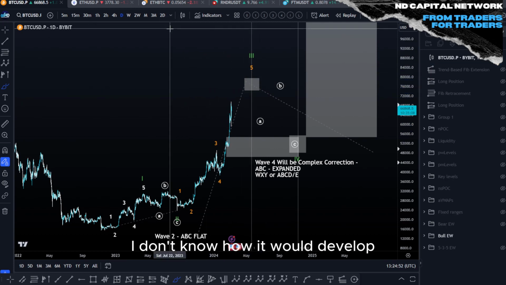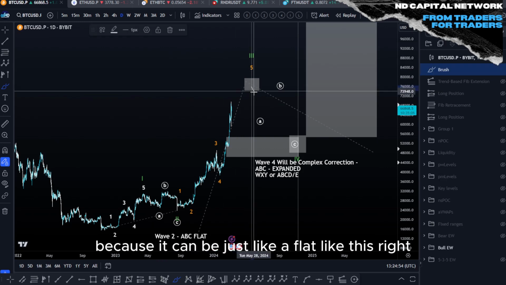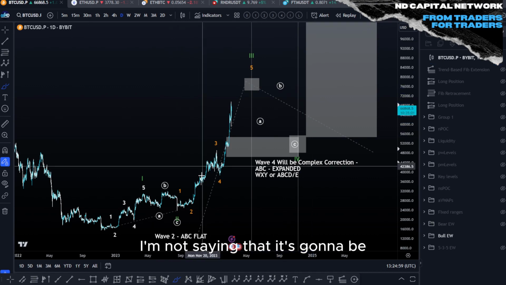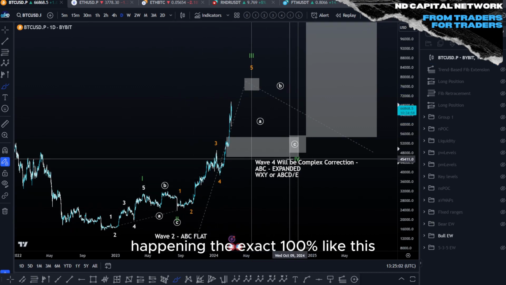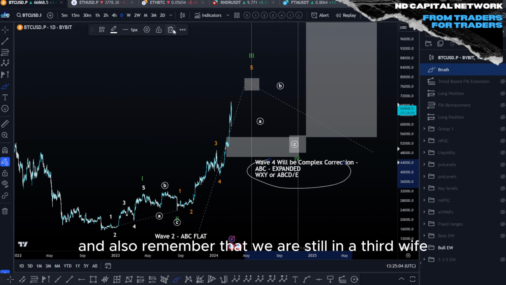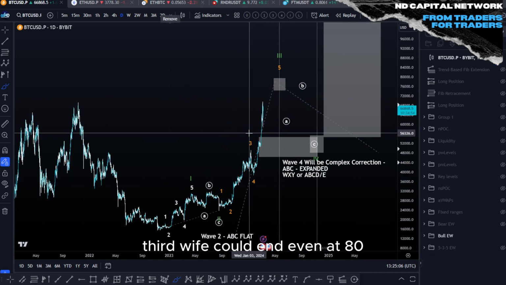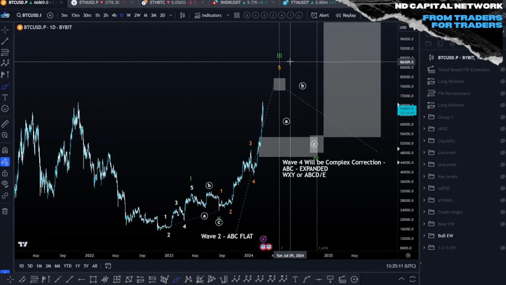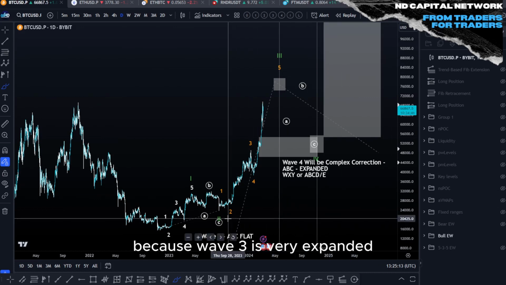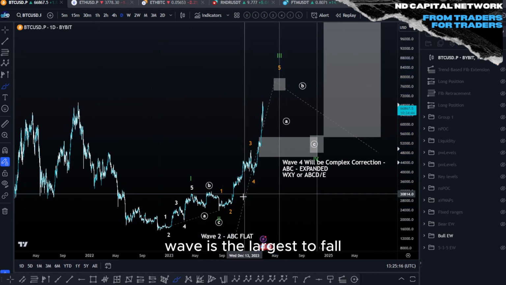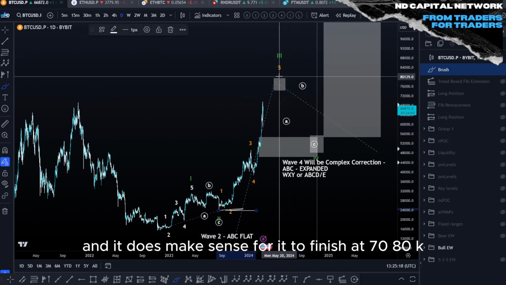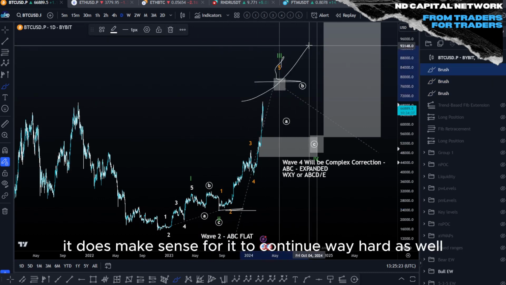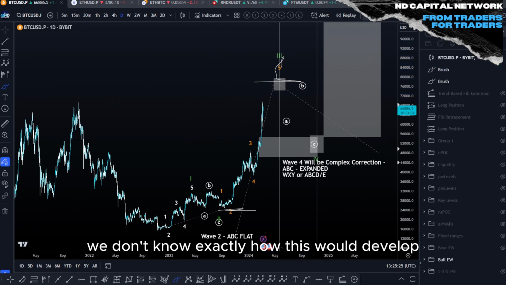I don't know how it will develop exactly in terms of correction, because it can be just like a flat like this, right? It can be something like this as well. I'm not saying that it's gonna be happening exactly 100% like this. And also remember that we're still in a third wave. Third wave could end even at 80, 90,000, even $100,000, right? Because wave 3 is very expanded. Wave 3 is the largest of all, so pretty much it started at 23, and it does make sense for it to finish at 70, 80k. It does make sense for it to continue way higher as well. We don't know exactly how this will develop.